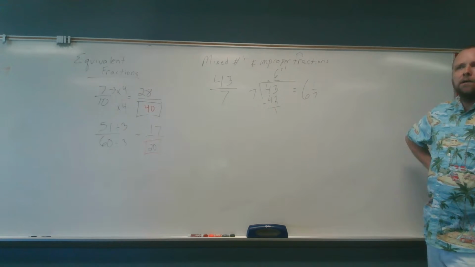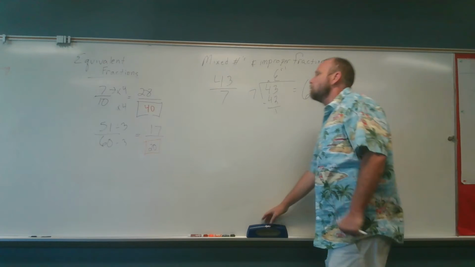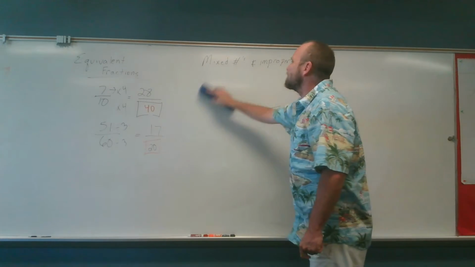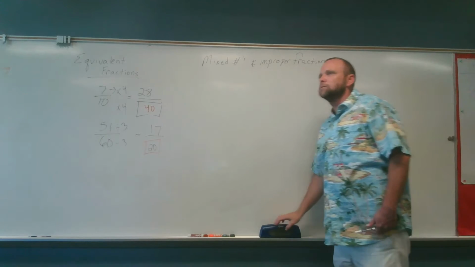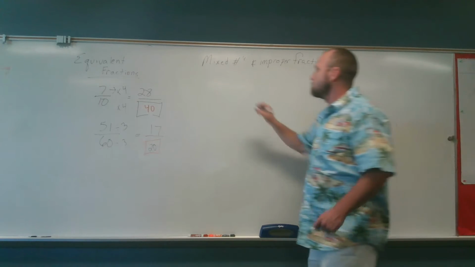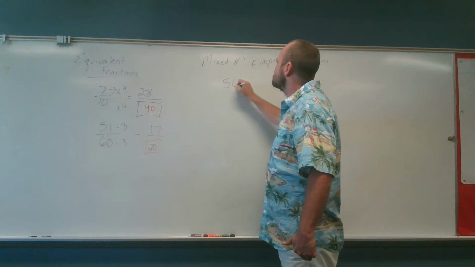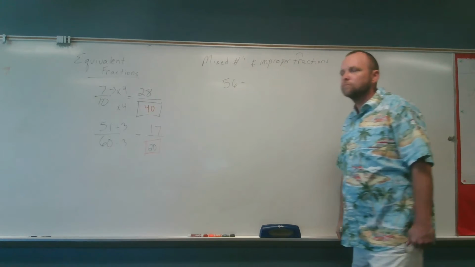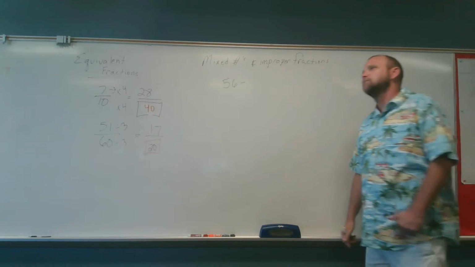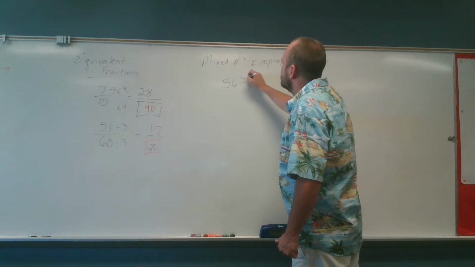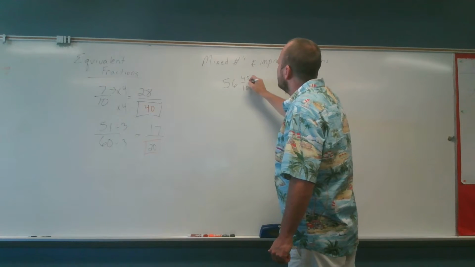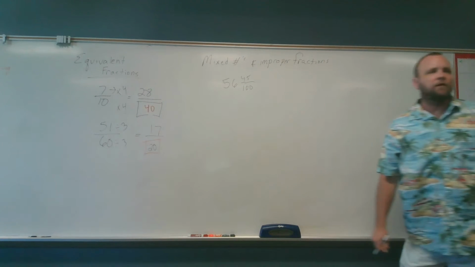Okay, stop. Let me pick an improper fraction. All right, you pick an improper fraction. Actually, no, pick a mixed number. Okay, 56. Chilling like a villain. And 45... I don't know. 45 hundredths. Yes. 56 and 45 hundredths.